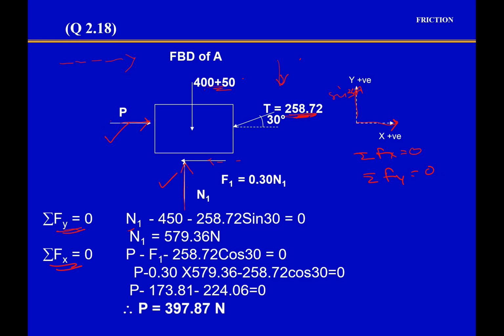Now if you take sigma Fx equal to 0, you can write, if you start from here, P is positive, acting along the x-axis, so P positive, minus F, you can see the friction force is acting on the negative side of the x-axis, so you take minus F1, and then for the T value you are going to get a negative force because it is also acting in this direction, right? So 258 cos 30, equal to 0, you will be able to get the P value 379.86 Newton.